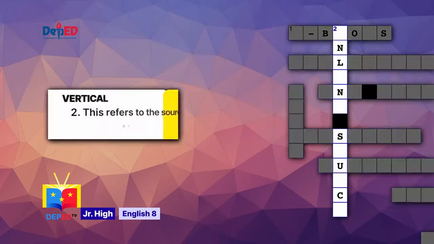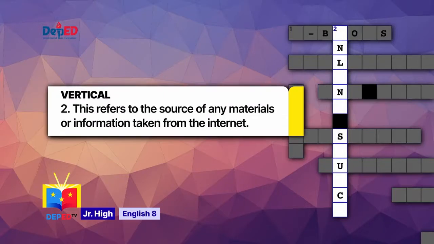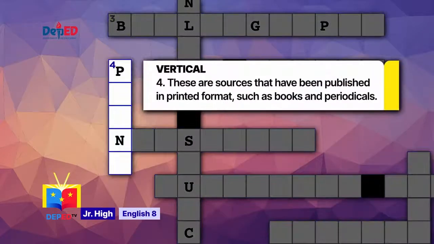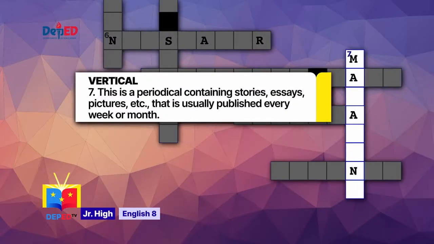The following are our vertical clues. Number 2. This refers to the source of any materials or information taken from the internet. Number 4. These are sources that have been published in printed format, such as books and periodicals. Number 7. This is a periodical containing stories, essays, pictures, etc. that is usually published every week or month.